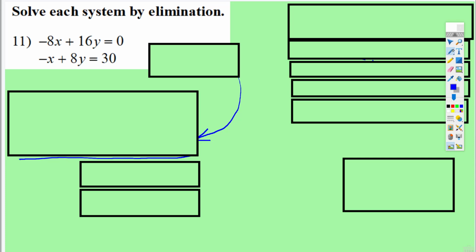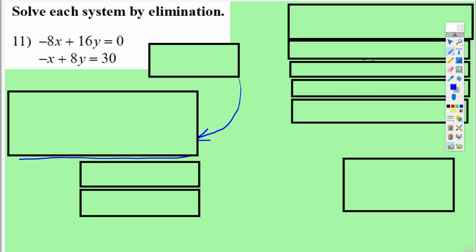Notice when you use the elimination method, it needs to be in standard form. Both of those equations, notice, are in ax plus by is equal to c form. And when they're both in that form, then you can proceed. That is the easiest way to do this. All right, so you can choose either the x's or the y's.